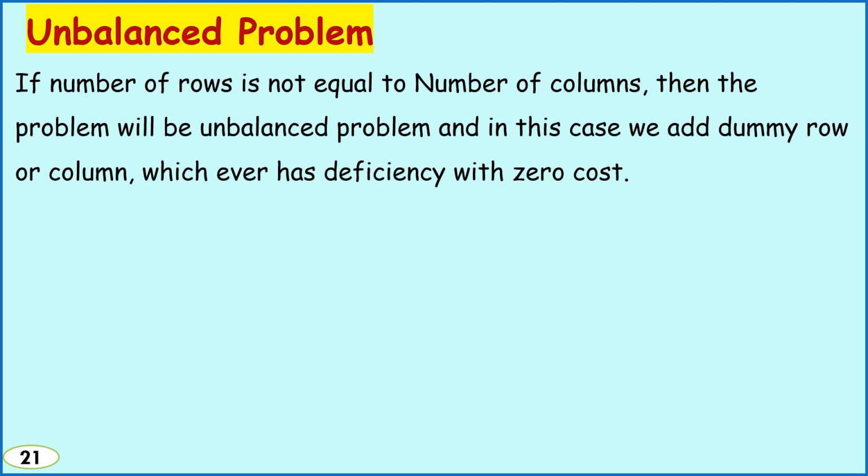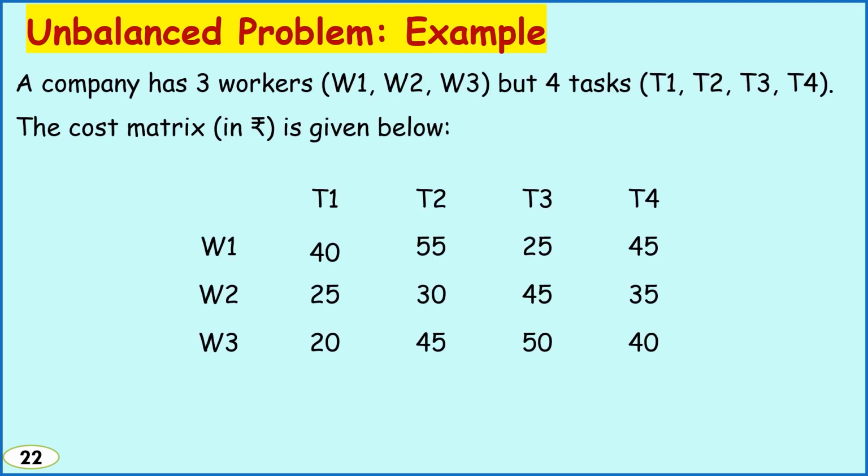And in this case, we add a dummy row or column, whichever has the deficiency, with zero cost. Then we will solve the problem as usual. Let us take this example. In a company, there are 3 workers, W1, W2 and W3, but there are 4 tasks, T1, T2, T3 and T4. The cost matrix is given, but now we need to assign.